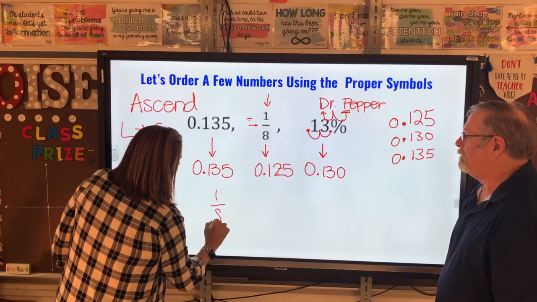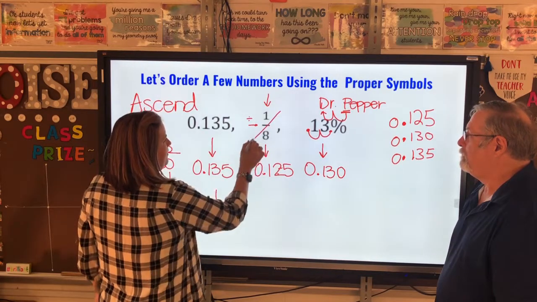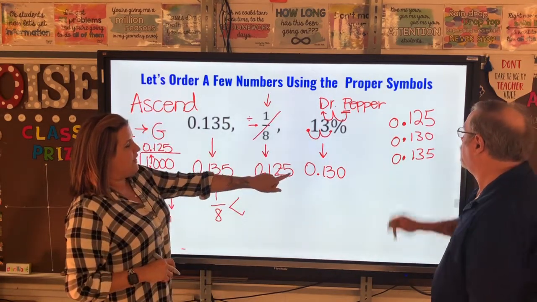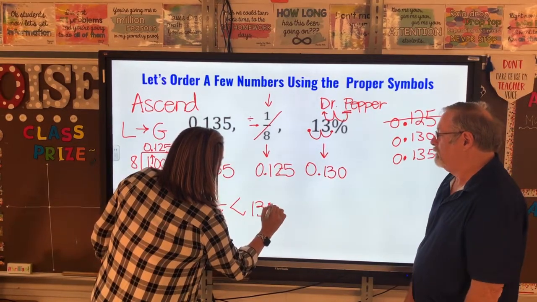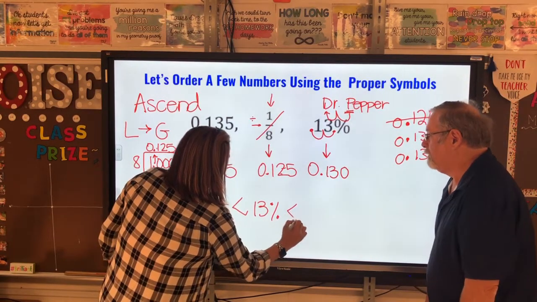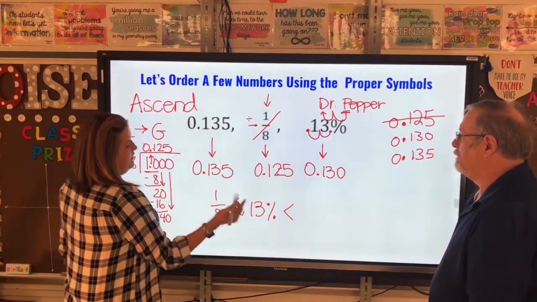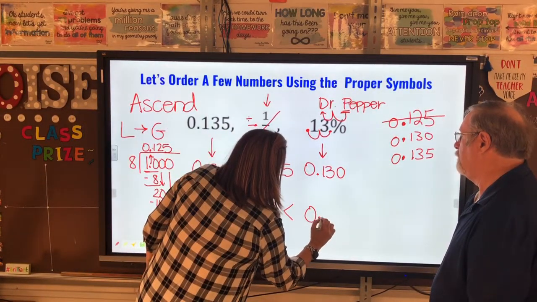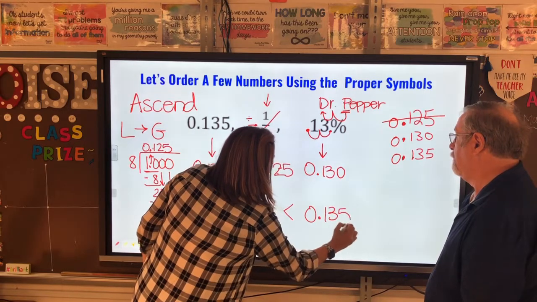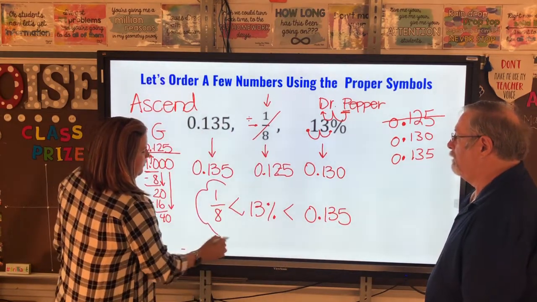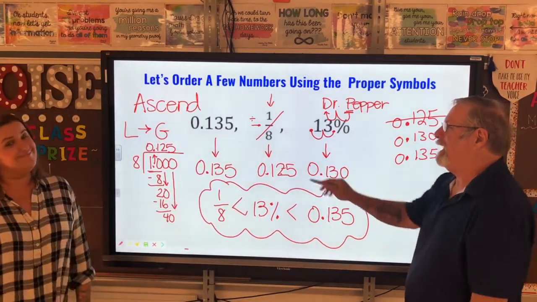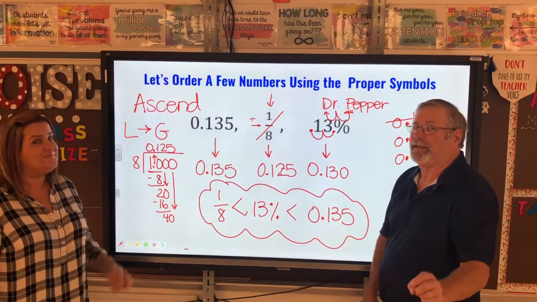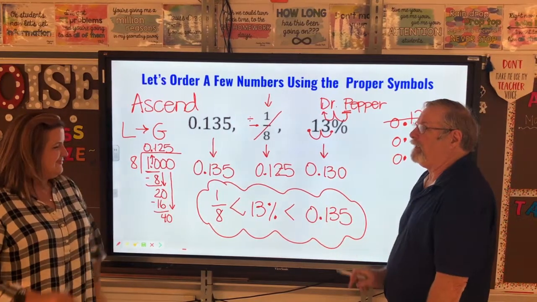So 1/8 is less than, I'm down that one. So 130, which was at 13%. That's why I kind of write those numbers underneath where they correspond to. And then 135 thousandths. And then that uses mathematical symbols and the original form. Ooh, I like the way you circled your answer with that cloud. Makes it really easy for the teacher to see how you answered the question.